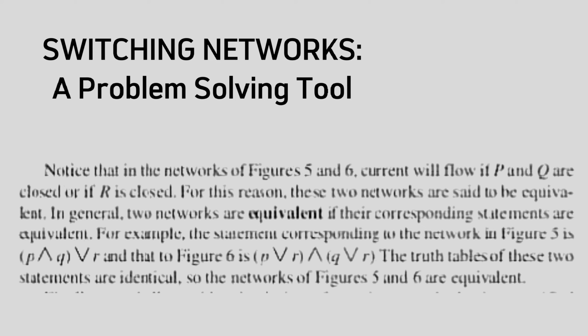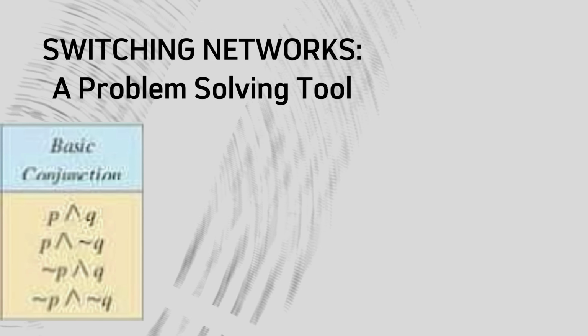For example, the statement corresponding to the network in Figure 5 is (P and Q) or R, and Figure 6 is (P or R) and (Q or R). The truth tables of the two statements are identical, so the networks of Figures 5 and 6 are equivalent.